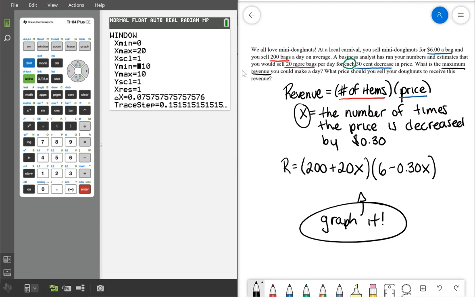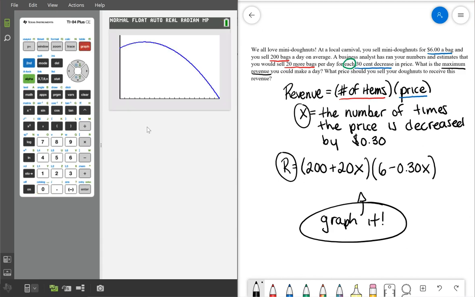Y minimum is, again, what's Y? Well, Y is your revenue. You really hope you're not going into the negative revenue. That means you're not making money. So let's just put it at 0 for now. The maximum revenue. Well, before, I was selling 200 bags at $6. 200 times 6 is 1,200. And we're trying to find the maximum. So let's hope that we go a little bit higher than that. Let's maybe put 1,500. Again, this is just estimating. And if we find that our graph doesn't fit this very well, we can always come back and adjust it after. Let's hit graph. Here's what we get.